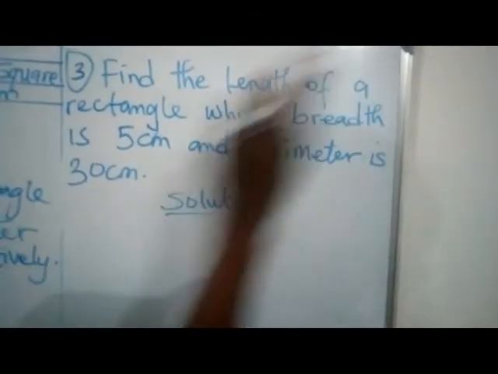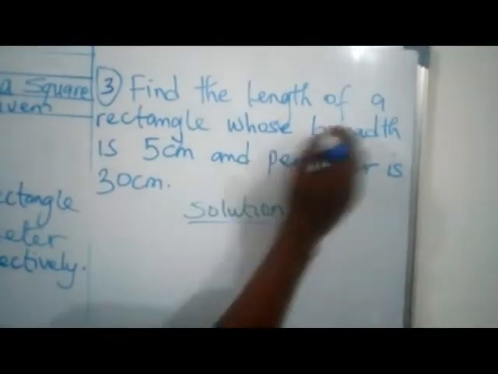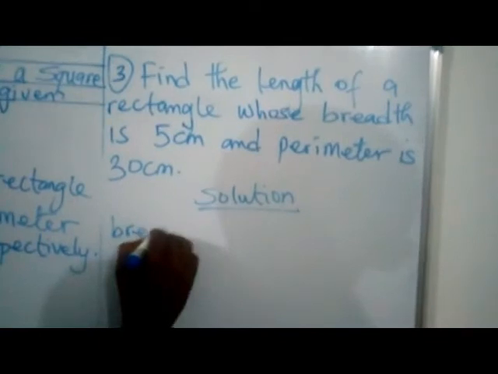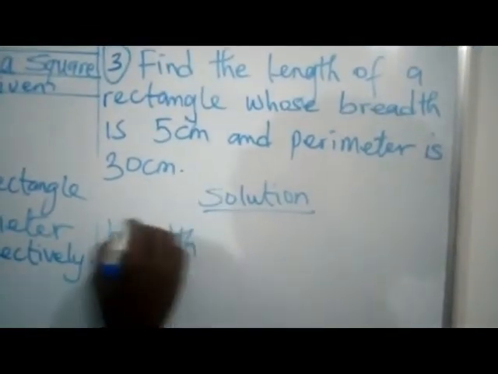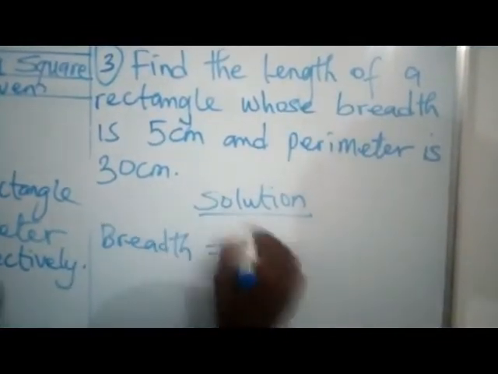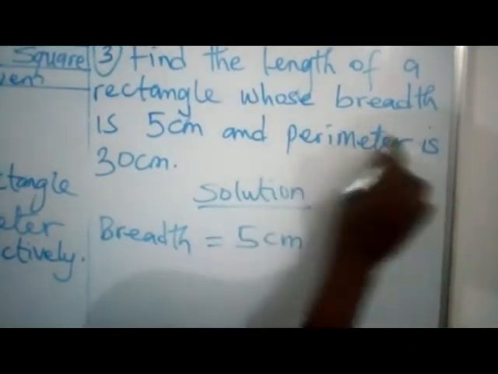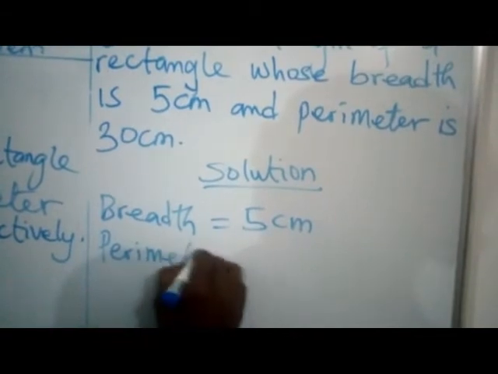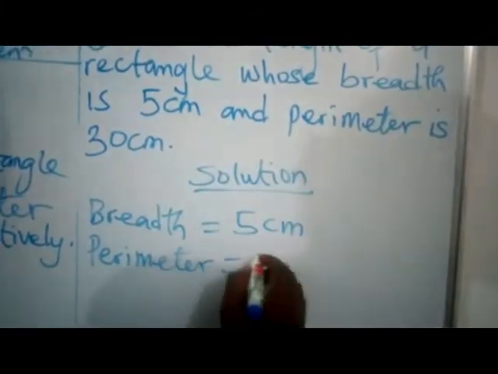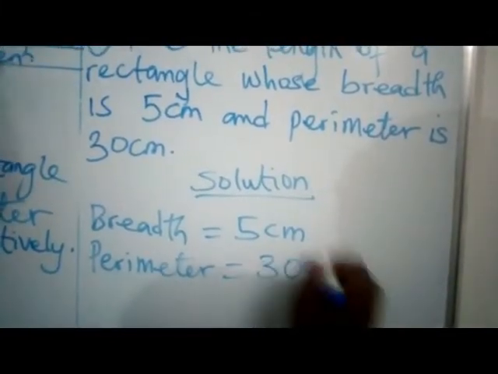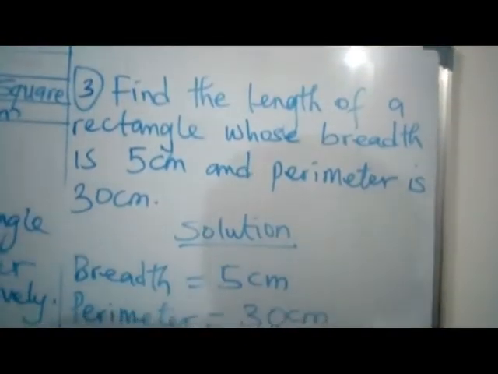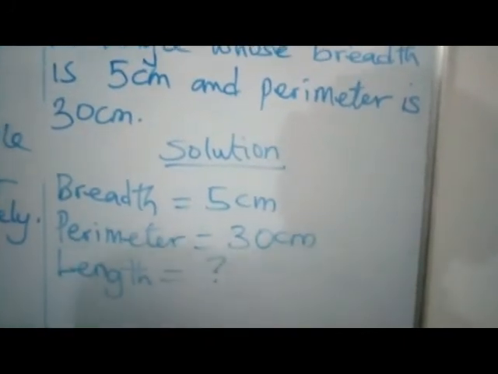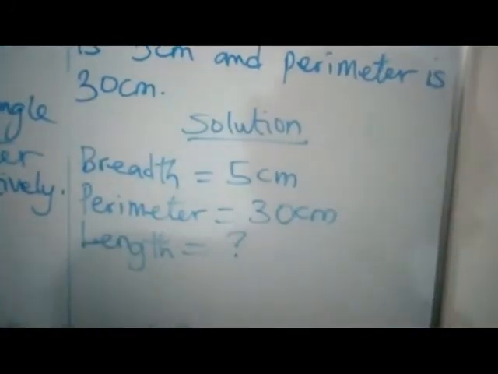And let me write my given values. Now we are finding the length, and the breadth of that rectangle is what? What's the value? Breadth is equal to 5 centimeters. And the perimeter of that shape, which is the rectangle, is what? The value is what? 30 centimeters. Remember, we are finding the length of that rectangle. So we don't know the value of the length, and that's a question mark, because we don't know the value of our length.